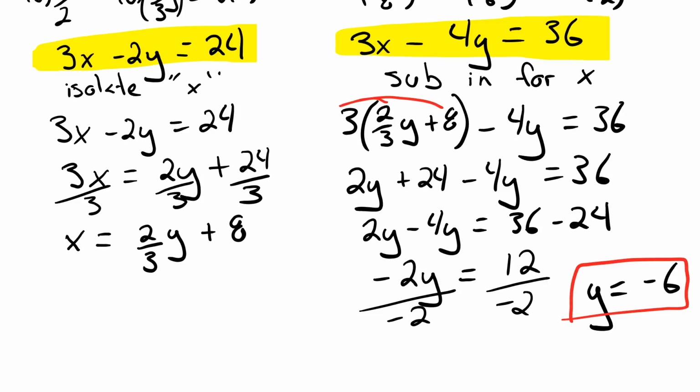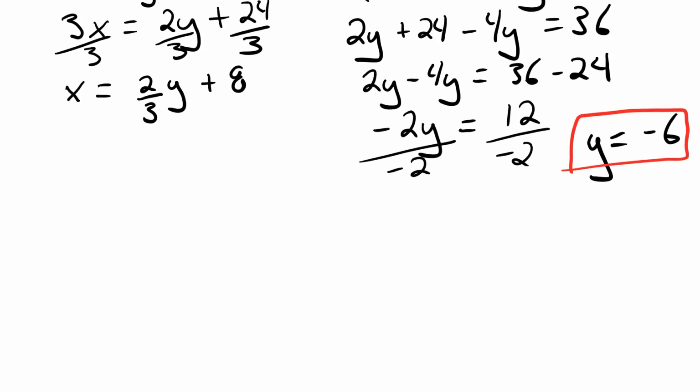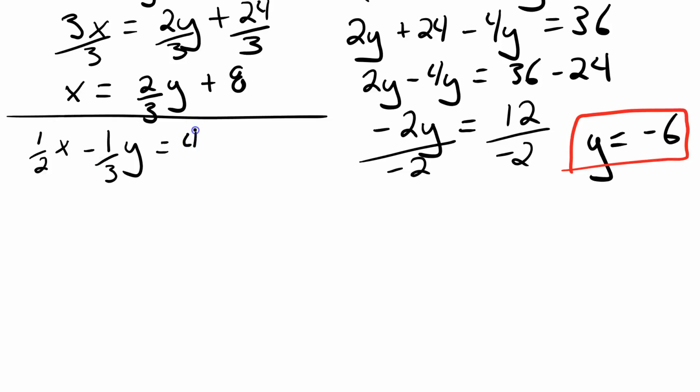Now I got to solve for the x. So again, I can choose which one I want to go into. And I just like using the first one all the time, so I'm going to go a little line here. The original is 1/2 x minus 1/3 y equals 4. So now I'm going to change all of my y's to negative 6. 1/2 x minus 1/3 times negative 6 equals 4.